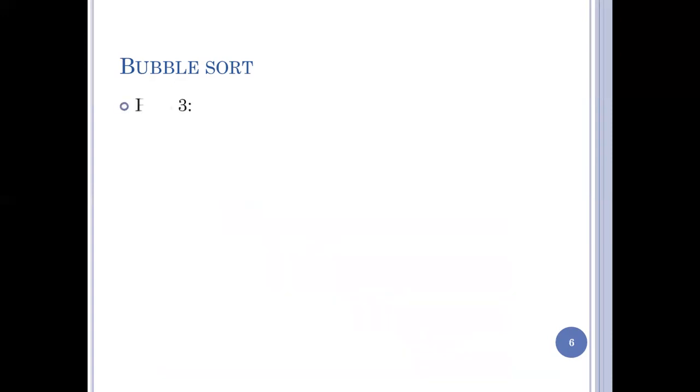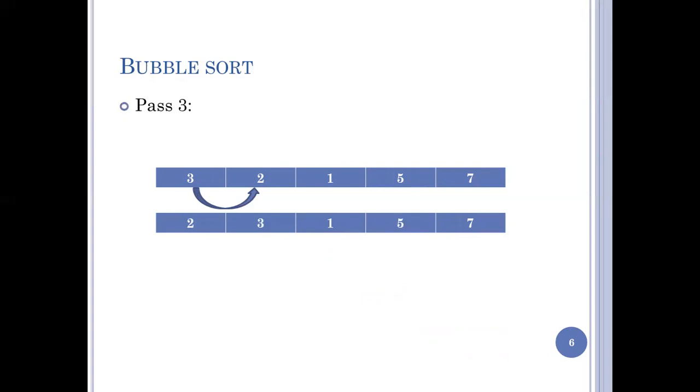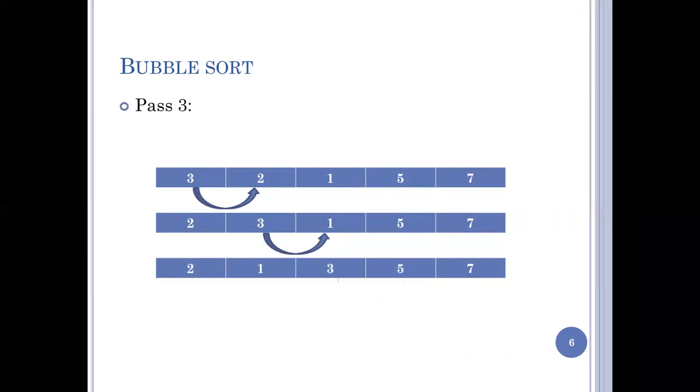In the next iteration we start by comparing the first two elements. It is not in order, so swap it. 2 will come to the front and 3 next, and then compare 3 and 1. We need a swapping, so swap.